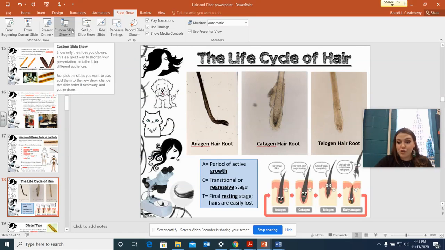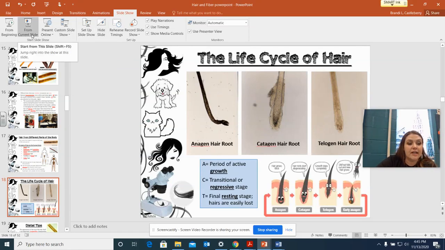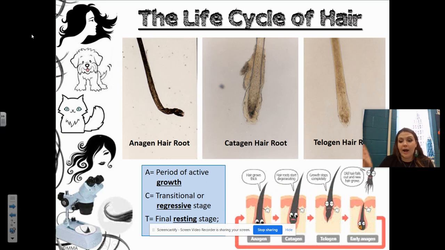Okay, so we're going to finish with hair notes today, and then we'll be doing labs and practices throughout the week, basically, and we'll be starting fiber next week. All right, so this is where we left off.